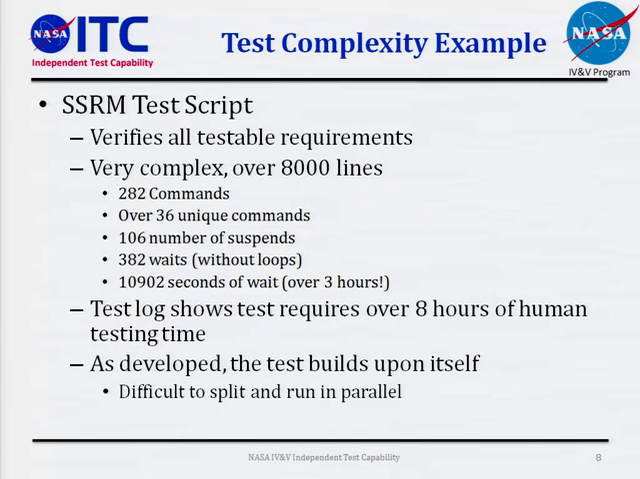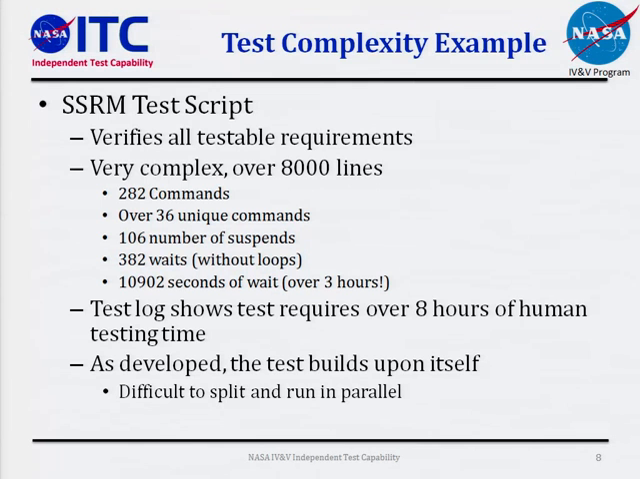This is an example of some of the test complexity that we've dealt with running some of our own systems. It's talking about a test script from the James Webb Space Telescope. It verifies all of the testable requirements for a component within James Webb. It's a very complex test, over 8,000 lines. As you can see here, 282 commands, over 36 of which are unique. There are 106 times the application is suspended during the process. There are 382 waits, not including any looping that may occur. And this accounts for over 3 hours of wait time alone, without counting any processing.